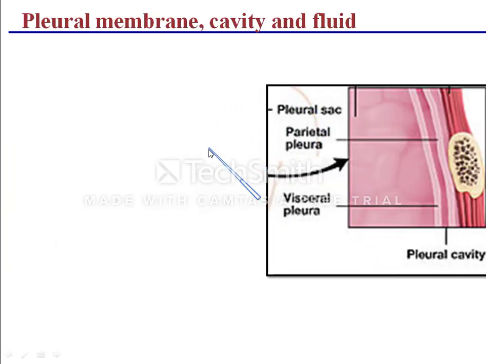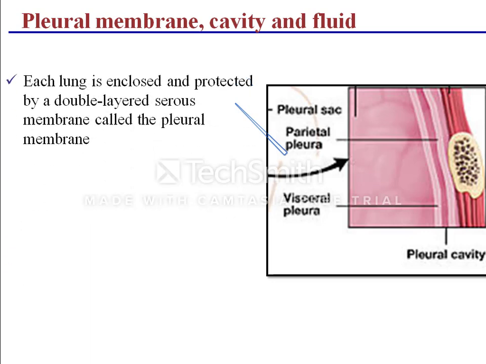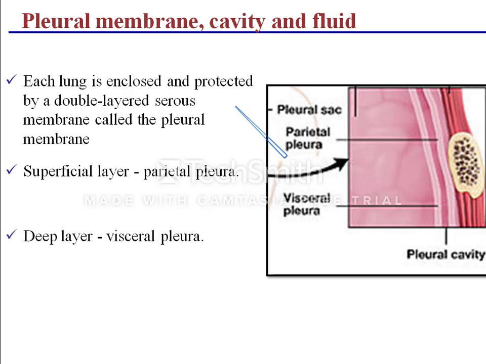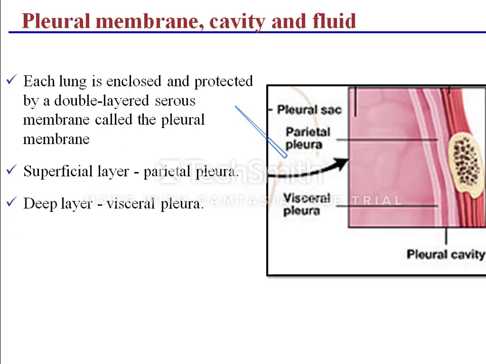Now, as we know, the lungs are delicate organs, so they are covered by a protective membrane which is double layered, which is called as pleural membrane. As it is double layered, outer layer is called as parietal pleura, which lines the wall of thoracic cavity. Deep layer is called as visceral pleura, which covers the lungs themselves.